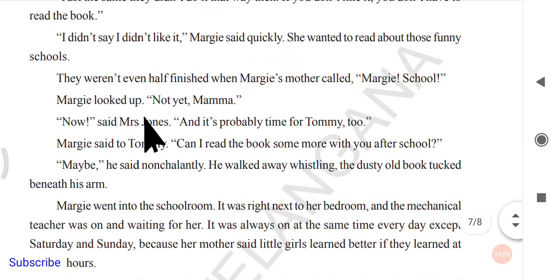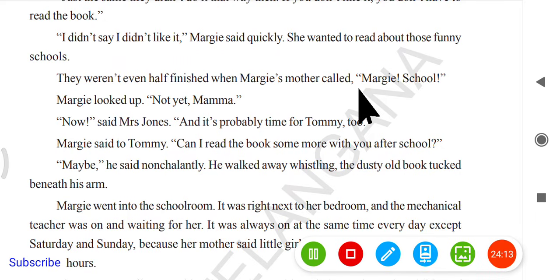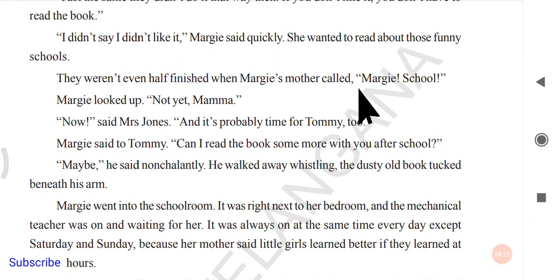So they continue to read it. They weren't even half finished when Margie's mother called, Margie, school. So when they were reading like this, suddenly Margie's mother came there and said, Margie, it is time for school. So Margie looked up. Not yet, ma. Not yet, mama. In the sense, please wait some more time.